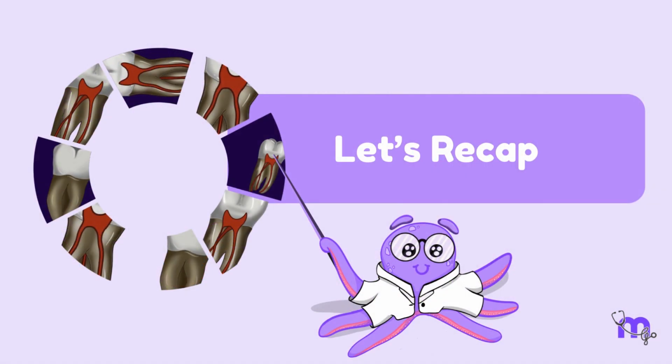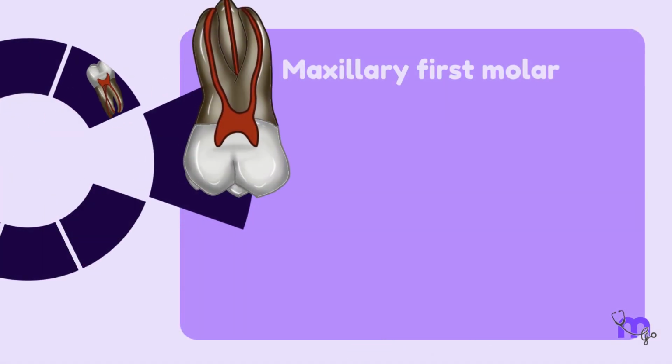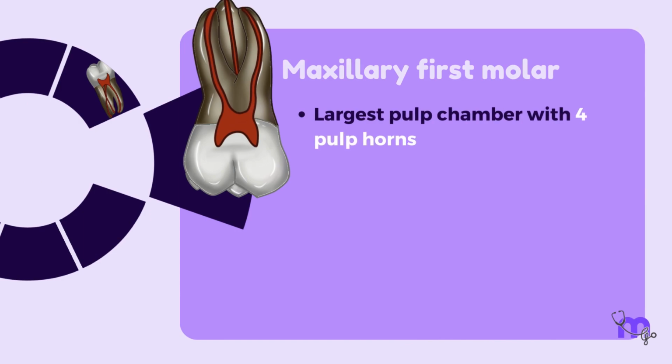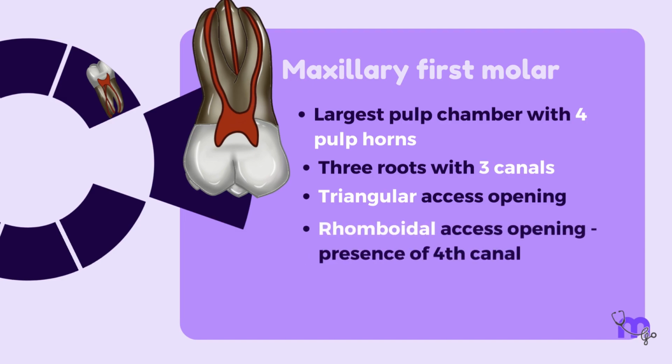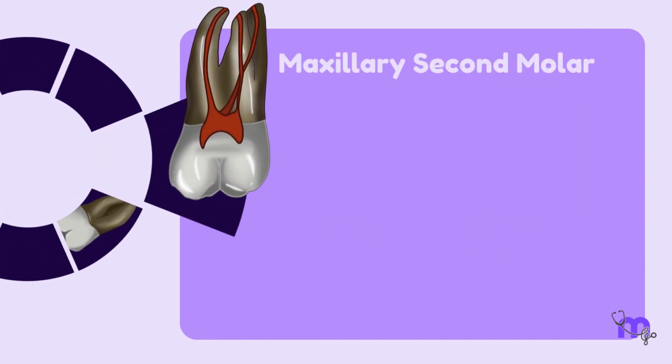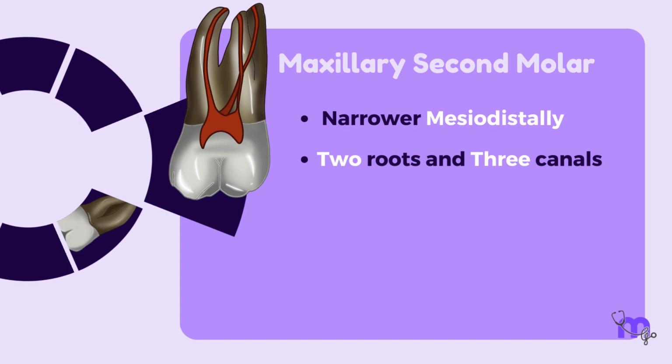Let's recap. Maxillary first molar, largest pulp chamber in the arch with 4 pulp horns, 3 roots with a total of 3 canals. Access opening is triangular with rounded corners. If a fourth canal is present, then the shape is rhomboidal. Maxillary second molar, similar to the maxillary first molar but a little narrower mesiodistally. 2 roots close to each other and 3 canals.